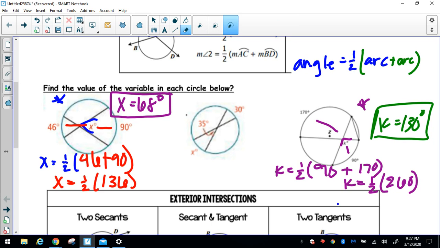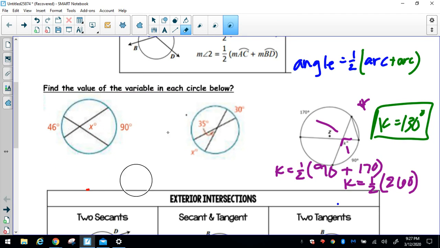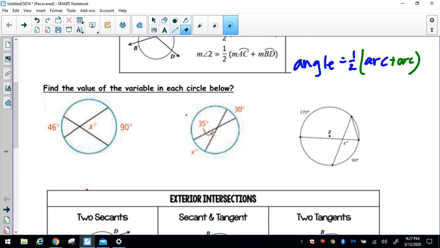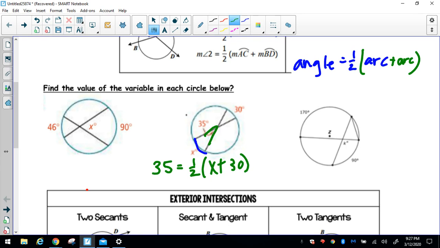Now we're going to do this one in the middle. So I'm going to get rid of these guys so that I have more room to write. And the reason I saved this one for last is because we're still finding x, but now x is an arc. So we're going to plug it in right here for one of these arc things. So the angle that they tell us is this 35 right here. So we're going to do 35 equals 1/2. And then your two arcs are x plus 30. And rather than distribute a half, I'm just going to multiply by 2 on both sides because your half and your 2 will cancel. 35 times 2 is 70. So we have 70 equals x plus 30. Do a little subtraction, and you get that x equals 40 degrees. Hooray.